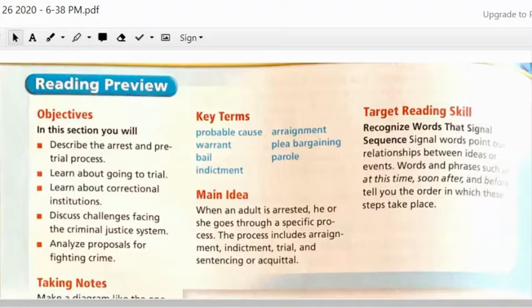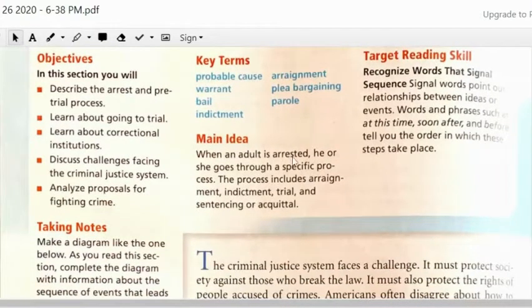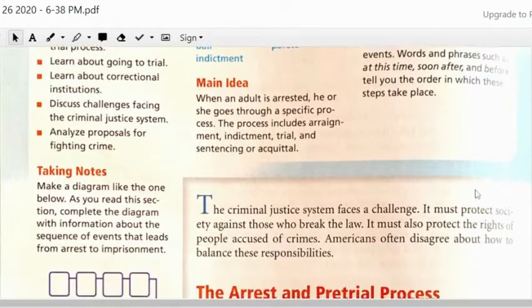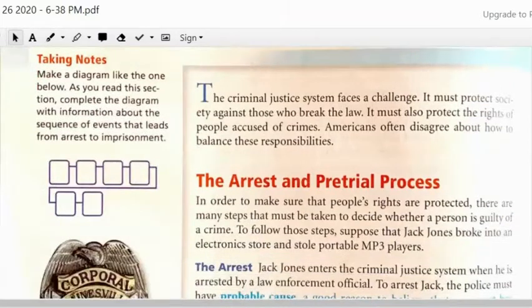And we are going to be looking at the process, actually, of the criminal justice system. This section focuses on the adult system. So here we go. When an adult is arrested, he or she goes through a specific process. The process includes arraignment, indictment, trial, and sentencing or acquittal. So this is the information for that section.